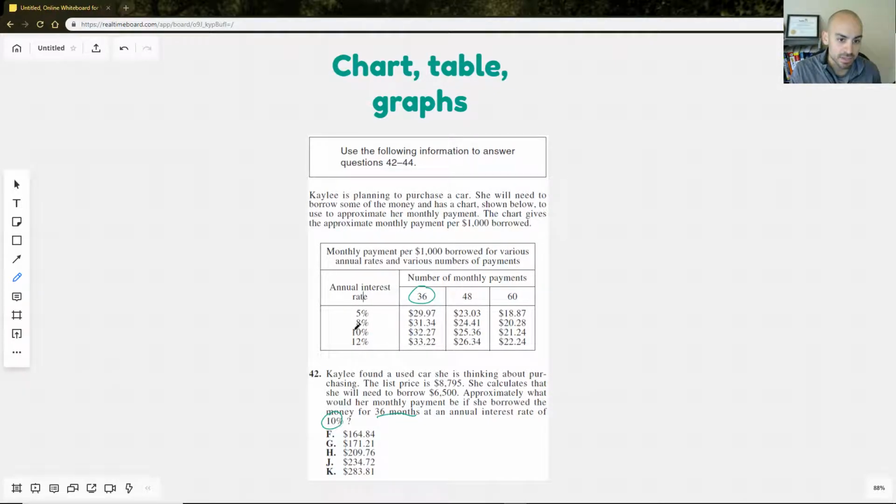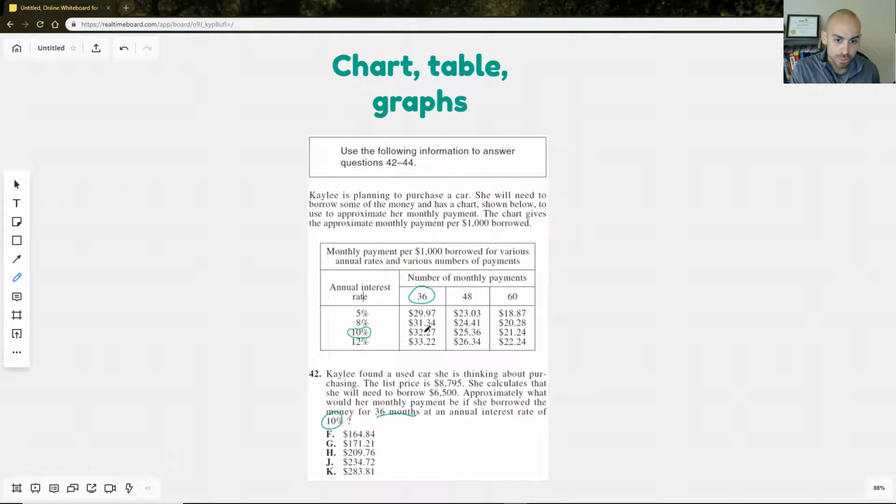And then it's telling me it's at 10%, which is here. So I do have all the information here. I don't really need to read all this. And if you were to go on and read that, you would see it's actually just repeating what we can already figure out from this table. So I see we're at 36 months, 10%.